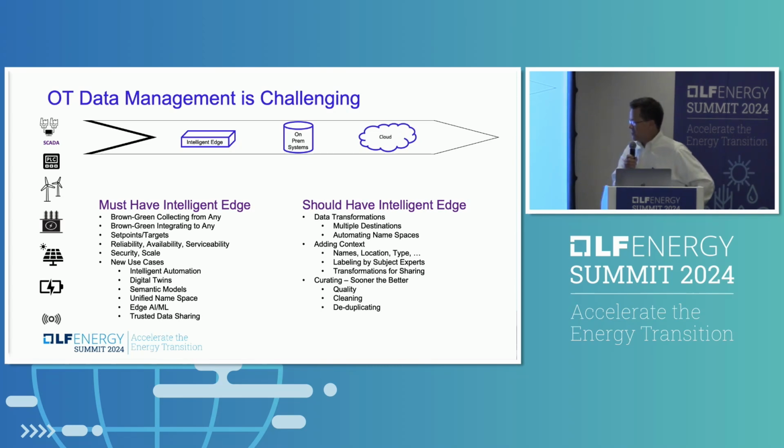And then all these new use cases. Intelligent automation, digital twins, semantic models like 61850, or what SESME is doing with OPC UA, unified namespaces, ML, AI, or trusted. None of those are possible without a smarter edge.